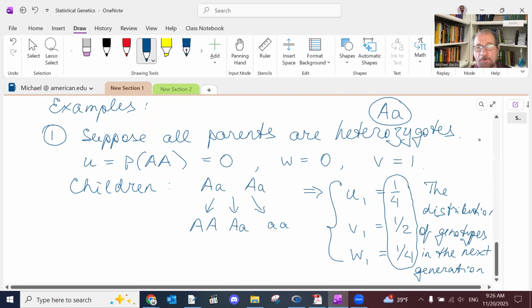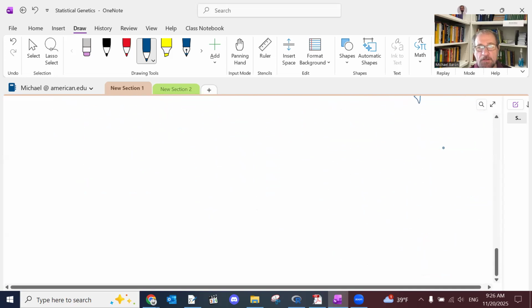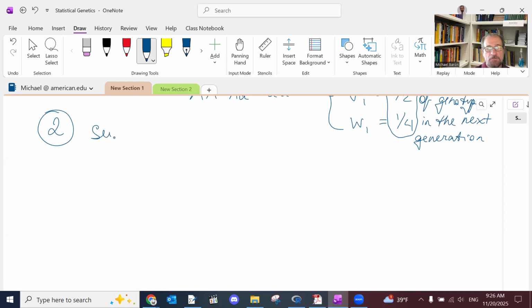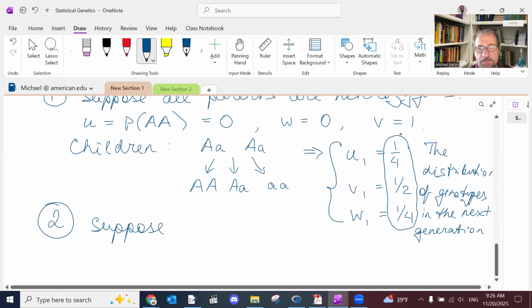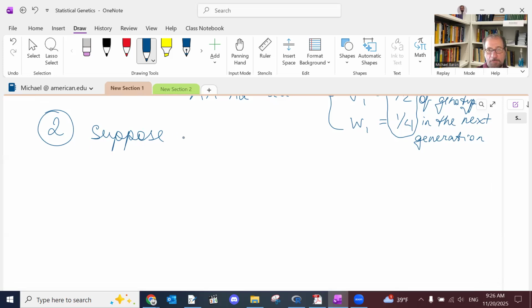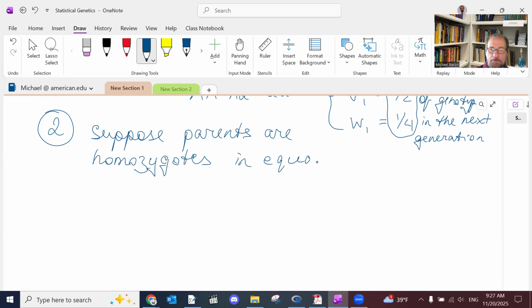So here, all the parents were heterozygotes. Okay, how about another possibility? Let's say we have the other extreme. Suppose parents are homozygotes in equal proportions.